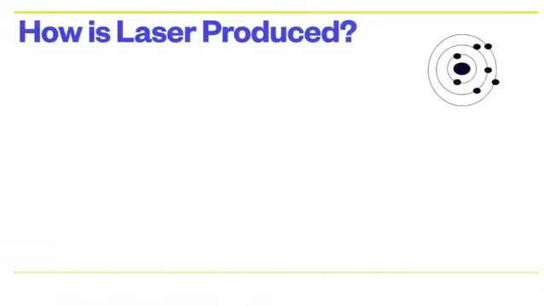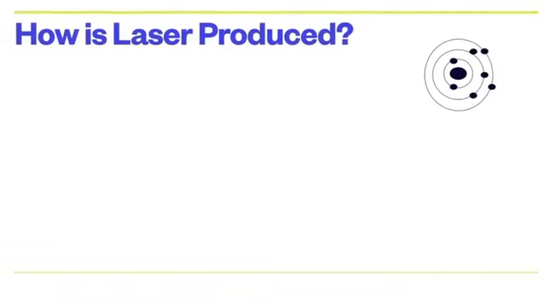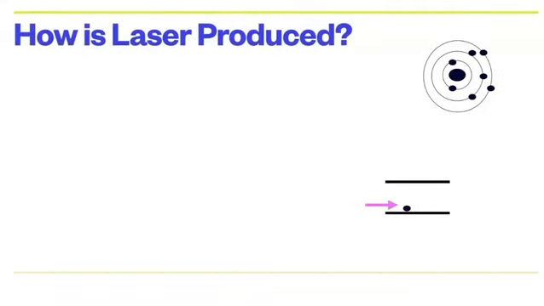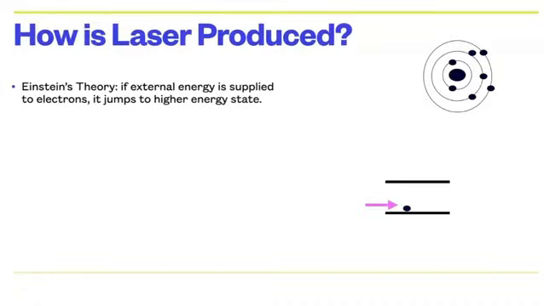How is laser produced? Atoms contain electrons in each shell. According to Einstein's theory, if external energy is supplied to electrons, they jump to a higher energy state. It is called absorption. However, this high energy state is not natural and it is unstable. So the electron moves back to its original state by emitting energy, which is called photons.